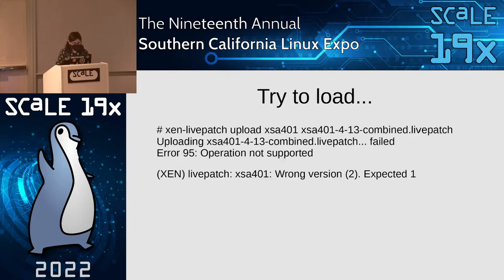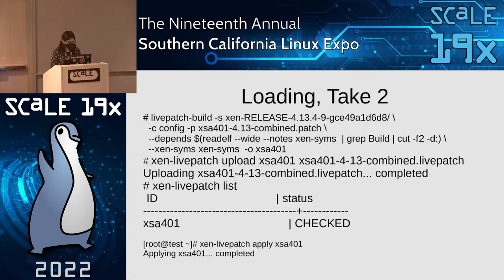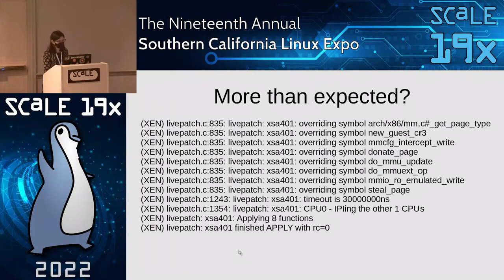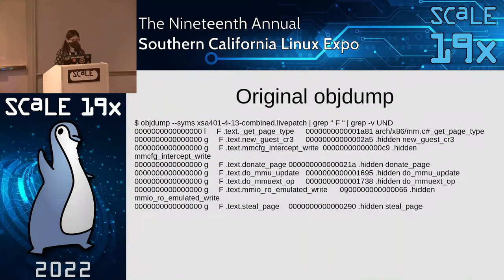So then I tried to load my live patch, and it failed because I had an ABI breakage. Having fixed the ABI breakage, I was able to successfully upload and apply my live patch, but then when I went to take a look, it had patched a lot more than I expected. So rather than patching my one function, it had patched eight functions. I took a look with objdump, and indeed those were all defined.